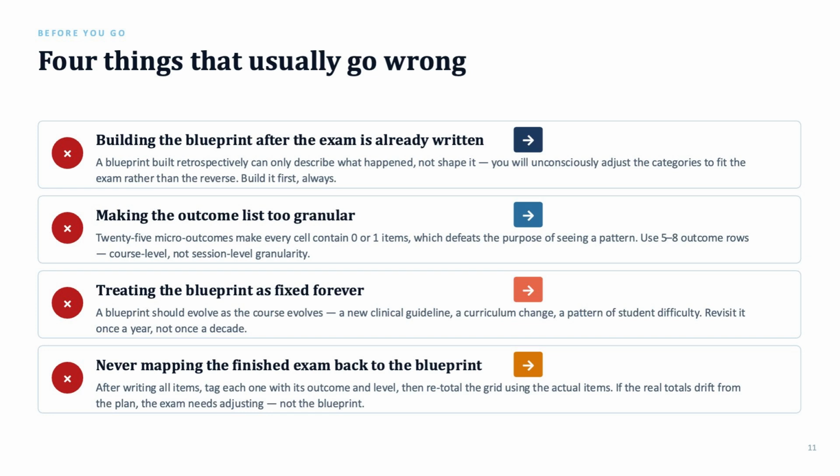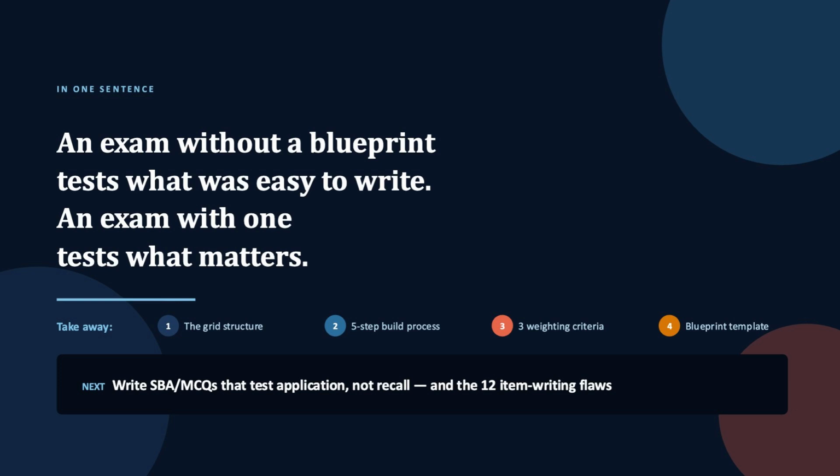Finally, you must never neglect mapping the finished exam back to the blueprint. After all items are written, tag each one with its corresponding outcome and level, then retotal the grid using the actual items. If the real totals drift from the plan, it is the exam that requires adjustment, not the blueprint. To encapsulate the essence of effective assessment, remember this single sentence. An exam without a blueprint tests what was easy to write, while an exam with one truly tests what matters. This is critical for ensuring validity and relevance.